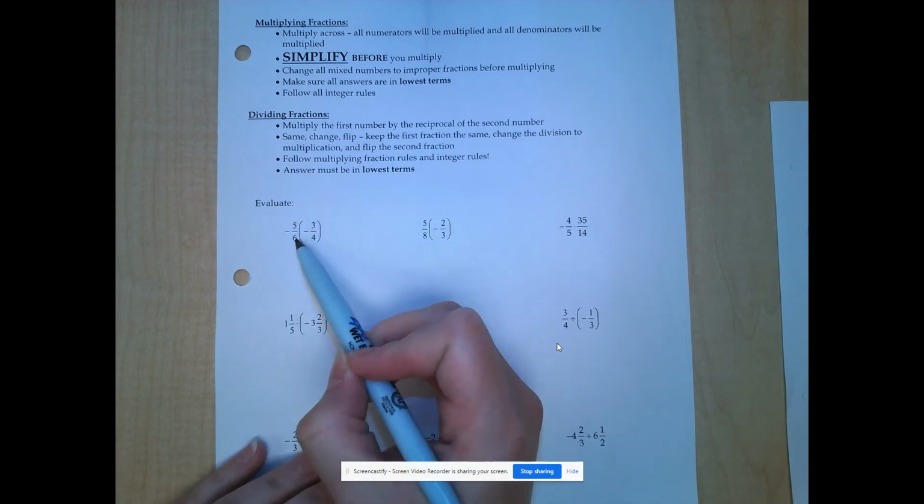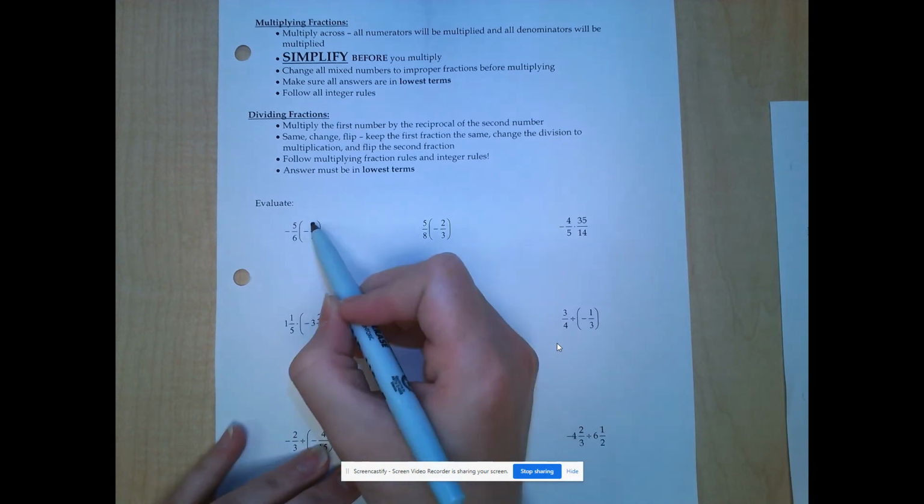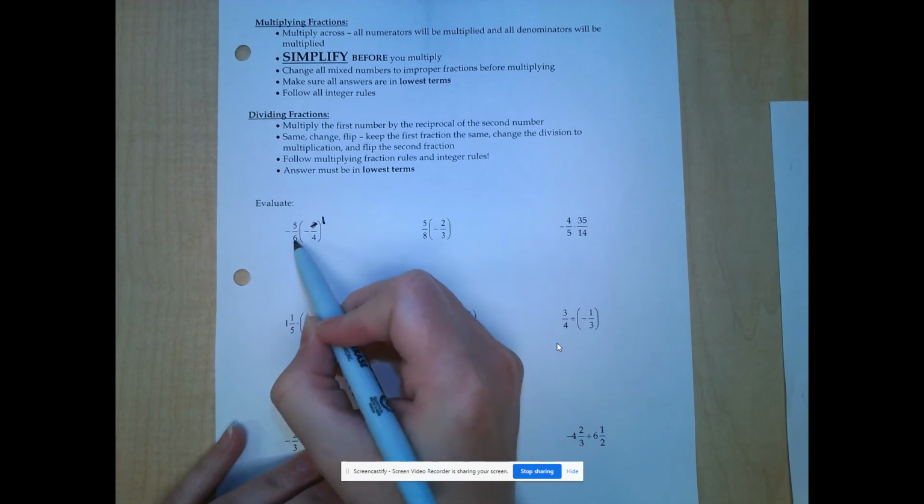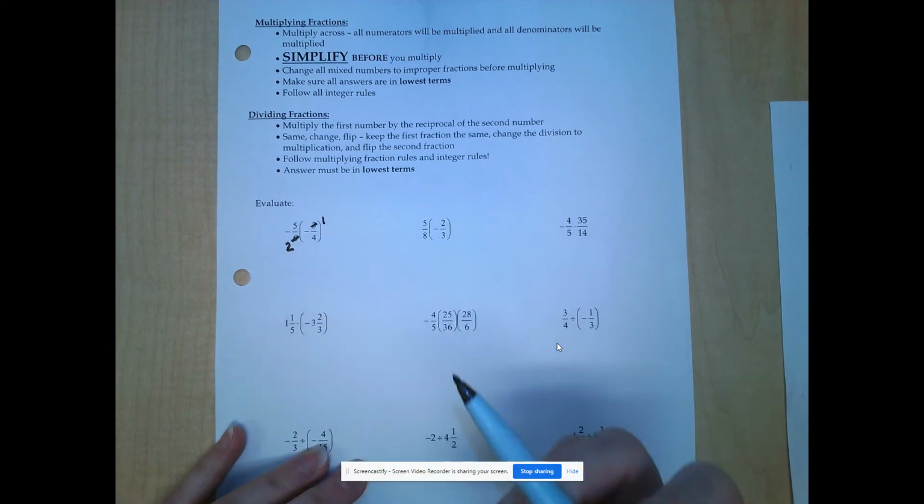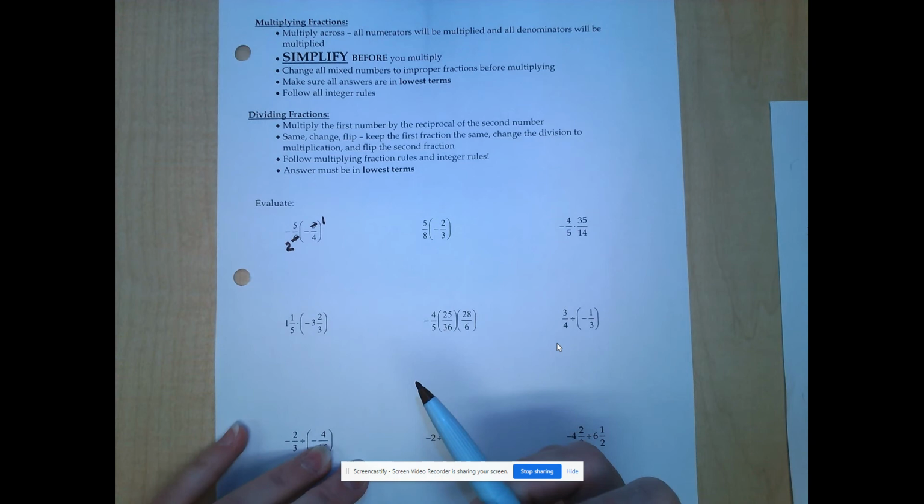So 3 and 6 are both divisible by 3. So if I do 3 divided by 3, I get 1. And if I do 6 divided by 3, I get 2. That is simplifying the problem. I haven't done any multiplying yet.